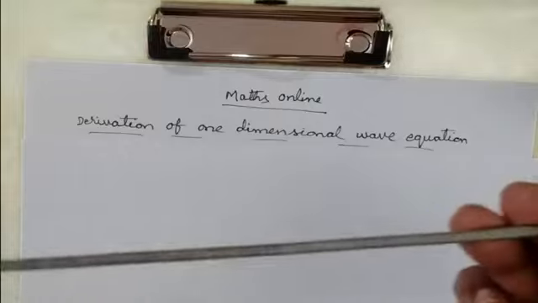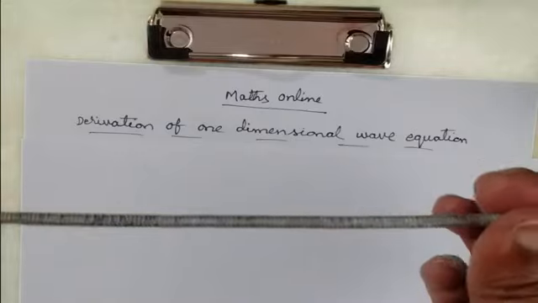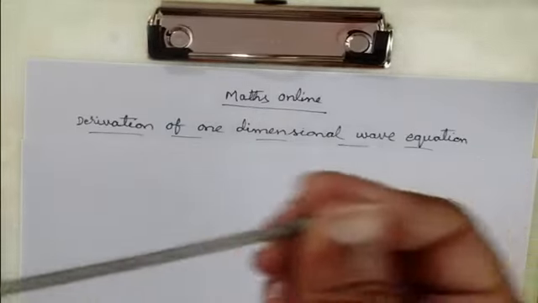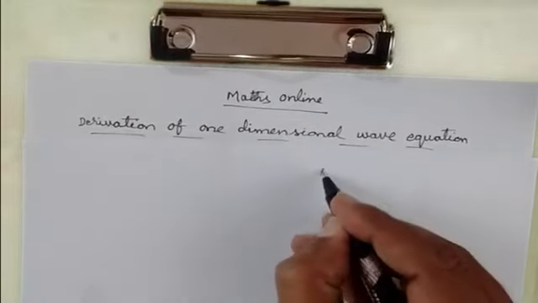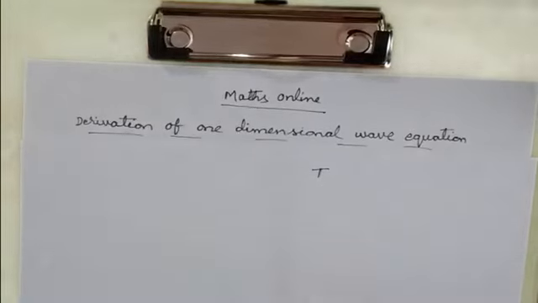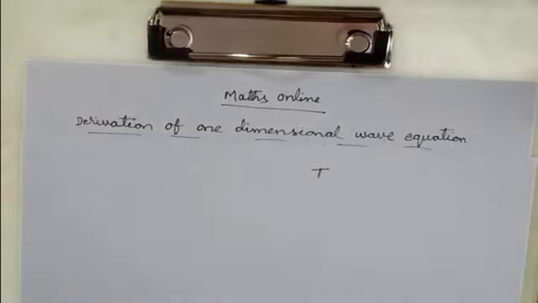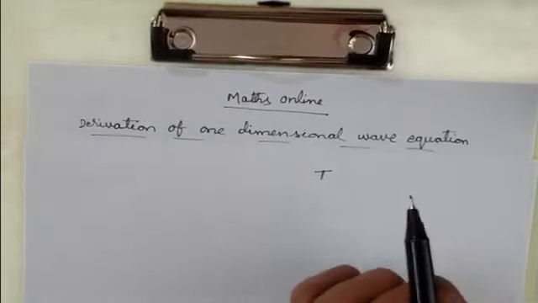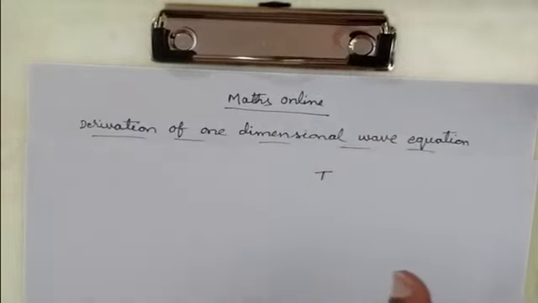So what type of string are we taking? We are taking a string whose tension is uniform throughout. Say tension T is uniform throughout. And the second thing that we are doing is ignoring the effect of gravity, because if the string is hanging, gravity will be acting on the string. Because the tension of the string is too large, we'll ignore the effect of gravity.